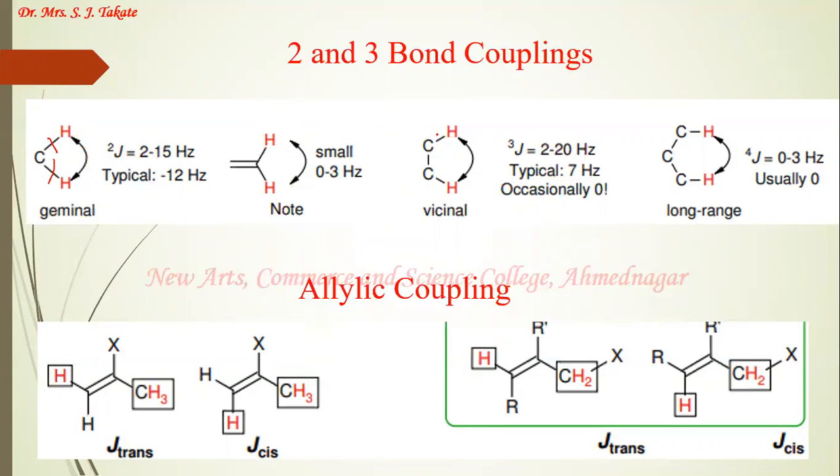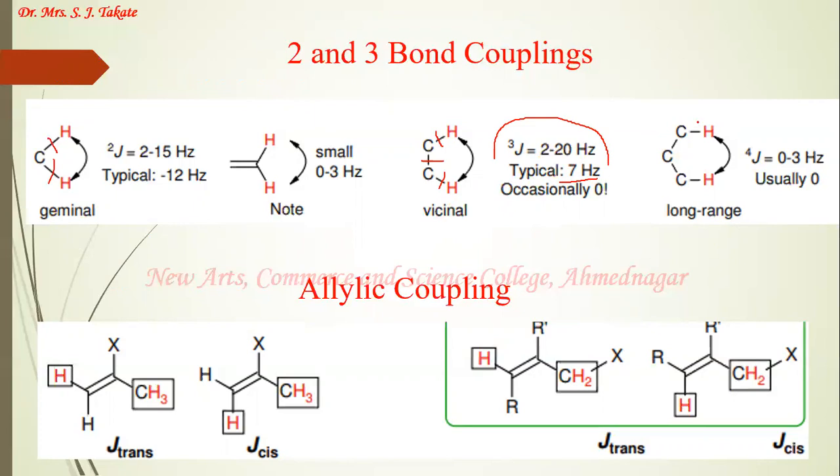Next is three bond coupling: 1, 2 and 3. The coupling protons are separated by three bonds, and this is also called vicinal coupling. Vicinal coupling constant values are different, in the range of 2 to 20 Hertz. Usually it is 7 Hertz for protons on sp3 hybrid carbon atoms.